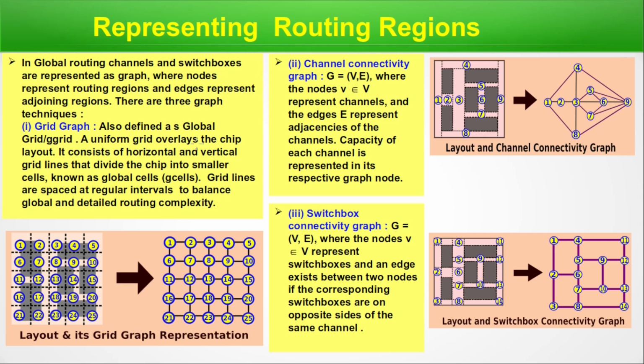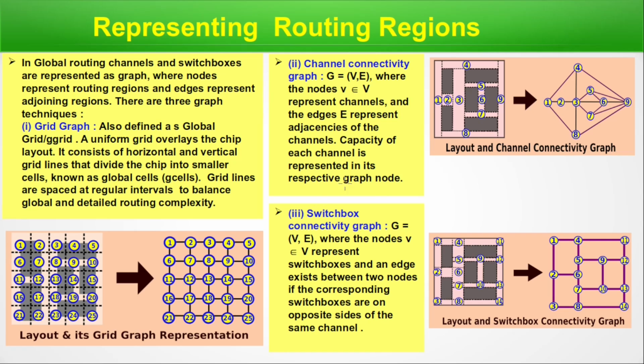A uniform grid overlays the chip layout. It consists of horizontal and vertical grid lines that divide the chip into smaller cells known as global cells, and grid lines are fixed at regular intervals to balance global and detailed routing complexity. That is grid graph. Second is channel connectivity graph. A graph that is a function of V and E, where nodes V belonging to capital V represent channels and the edges E represent adjacencies of the channels. Capacity of each channel is represented in its respective graph node.